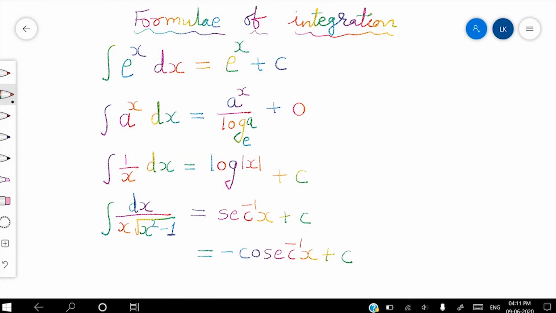Let us concentrate on the last four formula of integration. Integration of e raised to x dx is equal to e raised to x plus c. Now I want to ask one simple question. Give me a function whose derivative and integration both are same. In any viva or in any interview, if you have asked the question, again I will repeat same question.